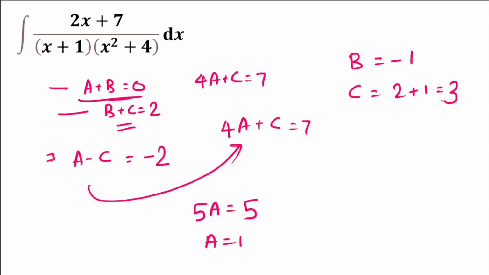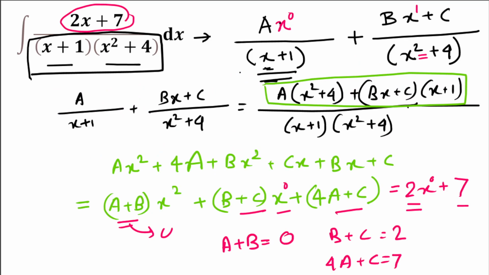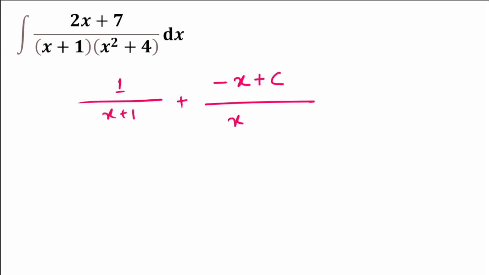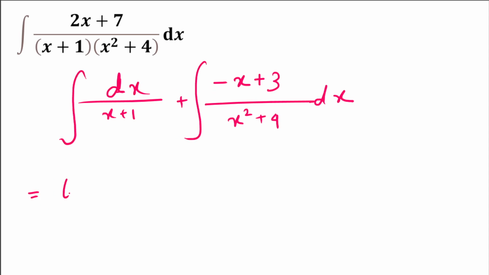So our assumption, how it turns out to be, we have A, B, C, right? A equals 1, B equals minus 1, C equals 3. So we'll rewrite this whole thing. A equals 1 means 1 by x plus 1, plus what is B? B equals minus 1, so this is minus x plus C, and here C is 3, and here it is x square plus 4 dx. And here it is also dx. You have integration of both of these terms, so this turns out to be ln of x plus 1.